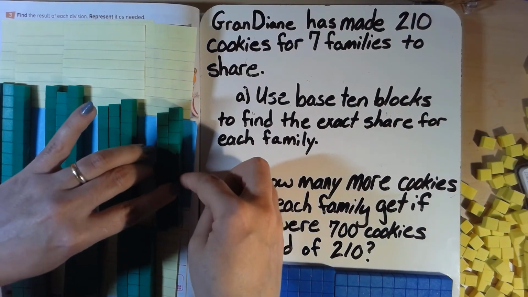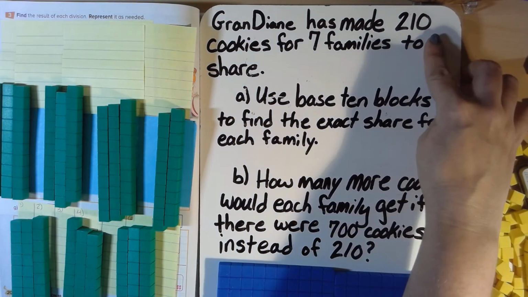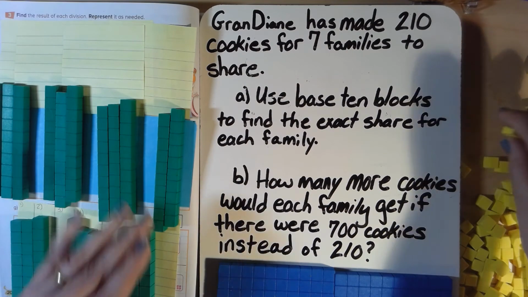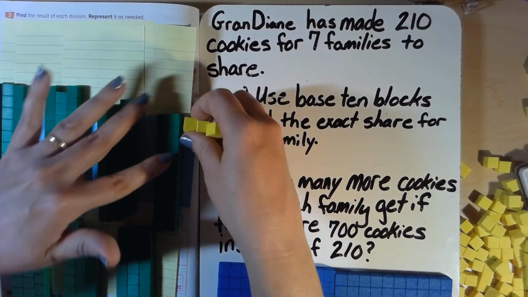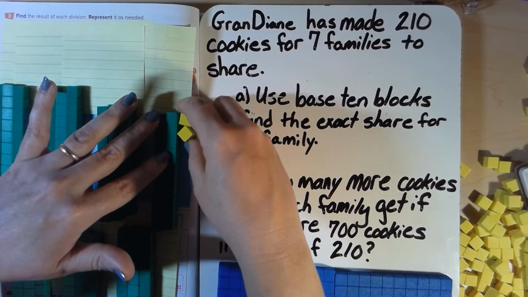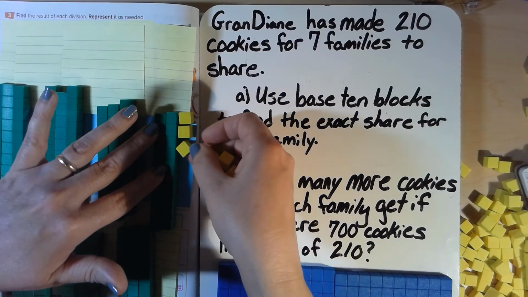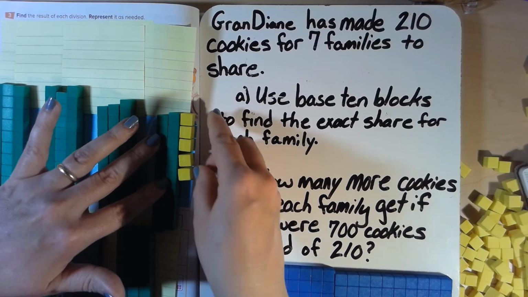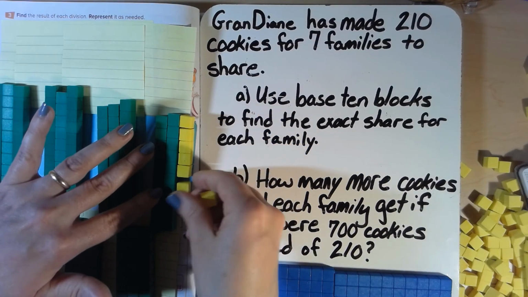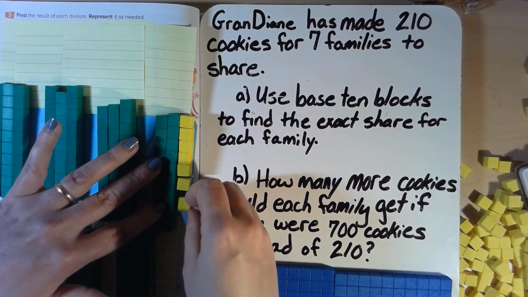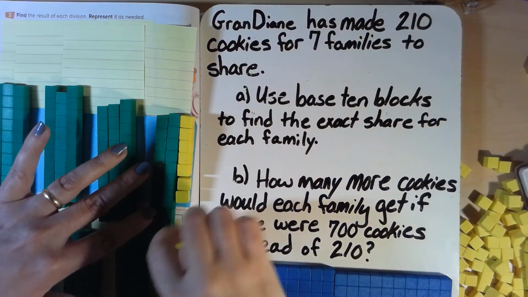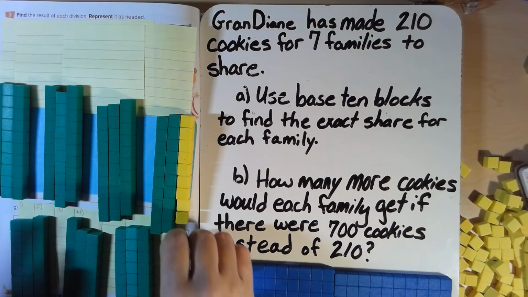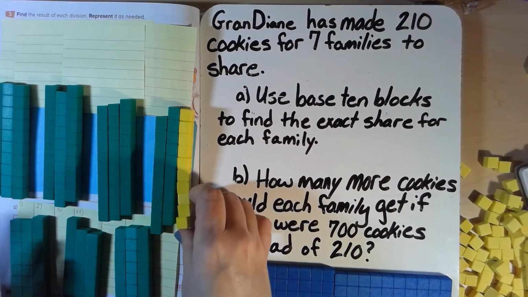I don't have equal. But if we look at the problem, it said 210. So that was 200. I can use my units blocks for one more group of 10. So 1, 2, 3, 4, 5, 6, 7, 8, 9, 10. So do we all agree?